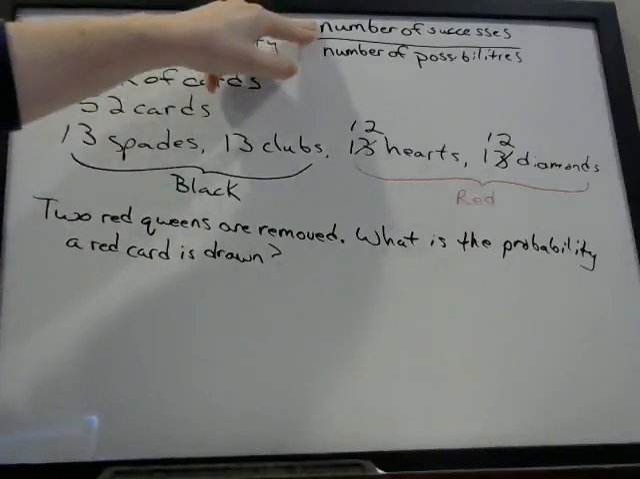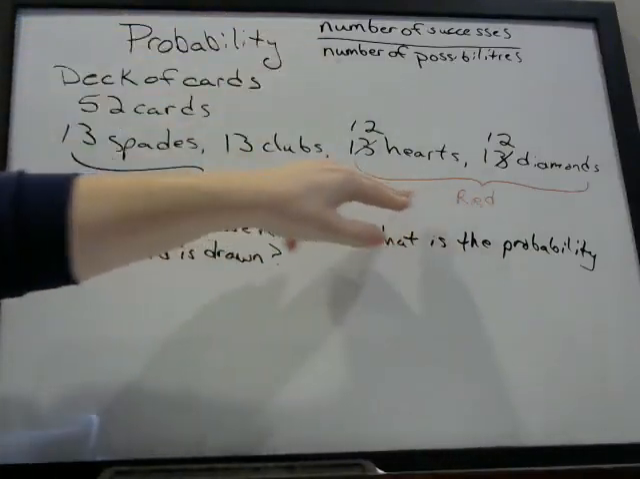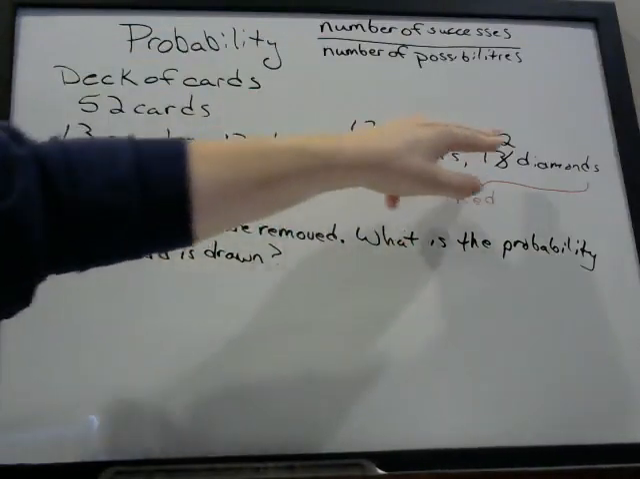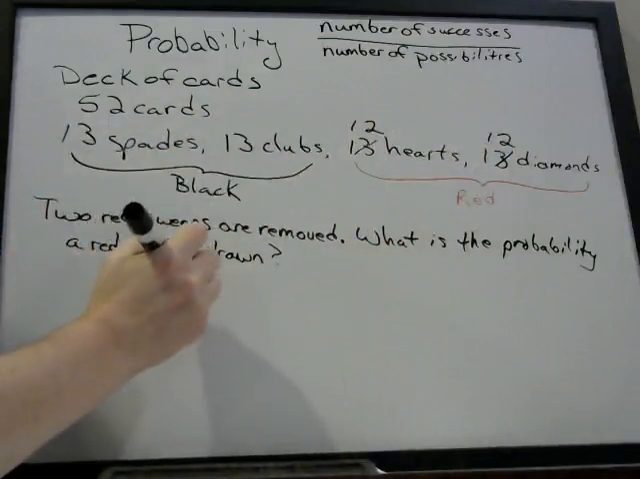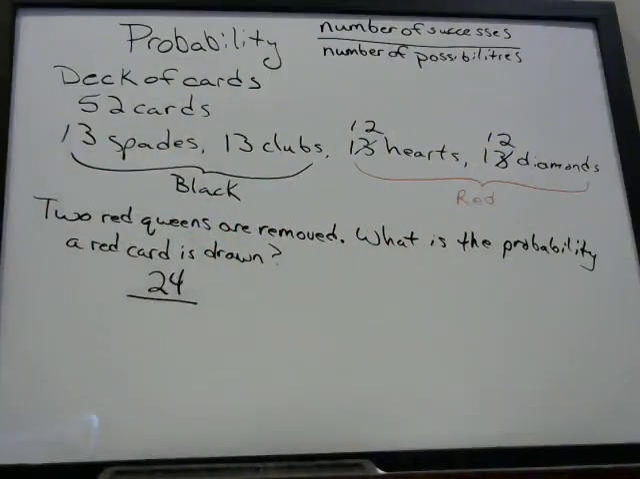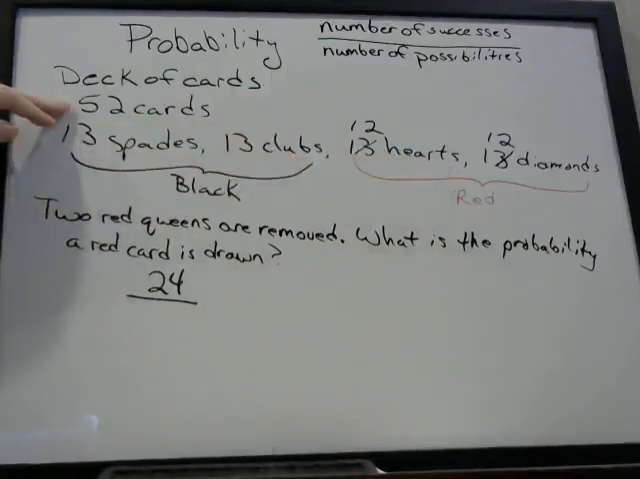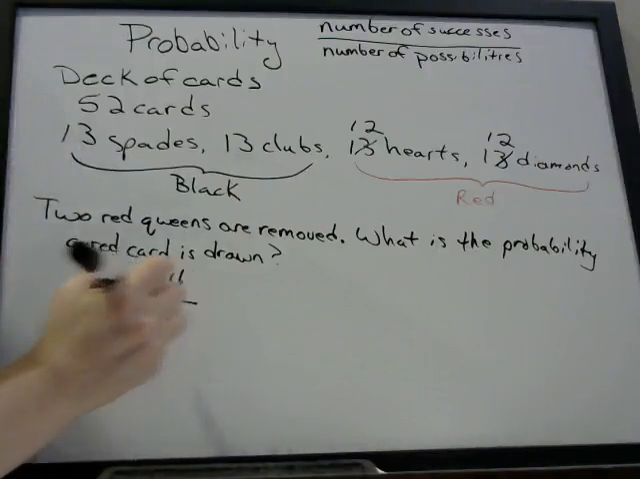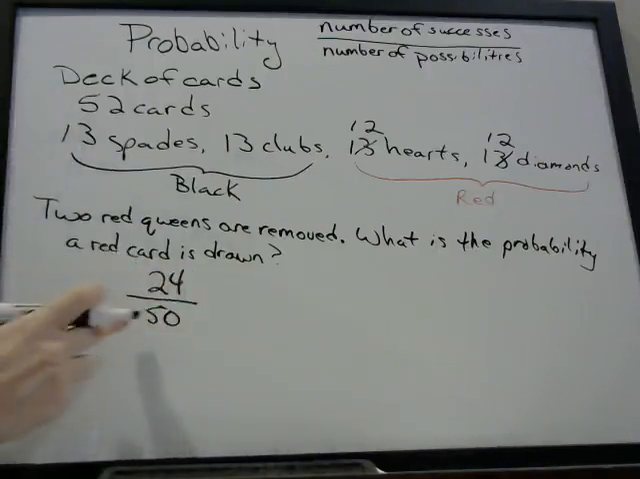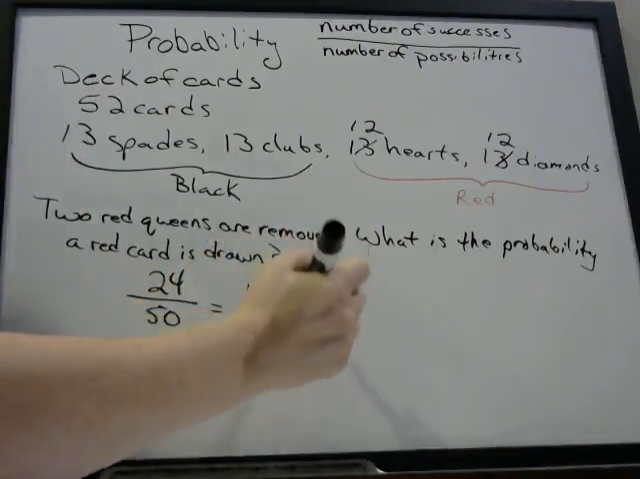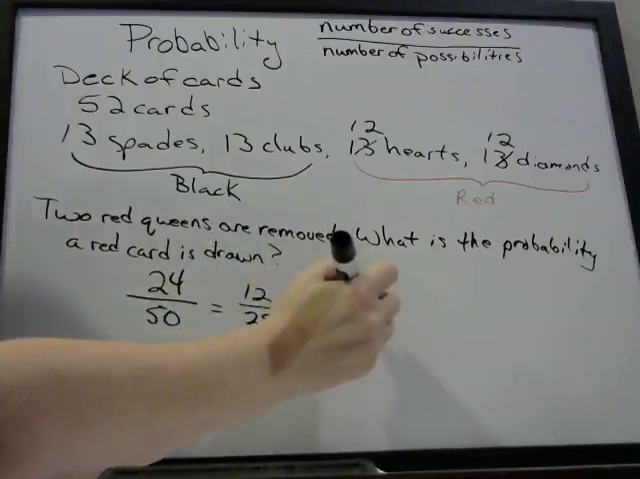So, number of successes. So anytime we draw a red card, we consider that good. That's what we want. We have a total of 12 hearts and 12 diamonds, so we have 12 plus 12, 24 ways to get a success. The number of possibilities is the total number of cards. So remember, there's normally 52 cards in a deck, but we took 2 of them out. So 52 minus 2 means that we're only working with 50 cards. So this would be your probability. They would put it into lowest terms and possibly into a percentage.